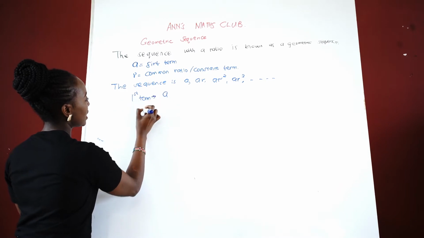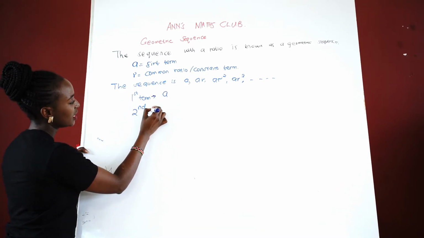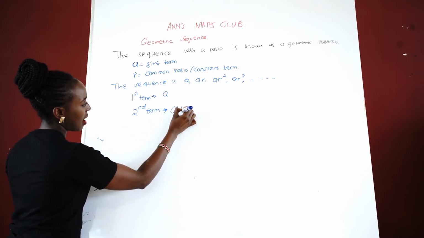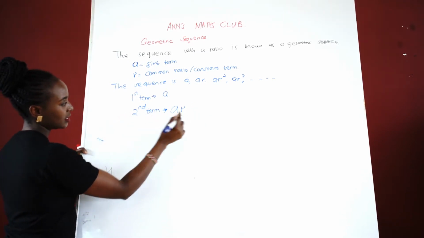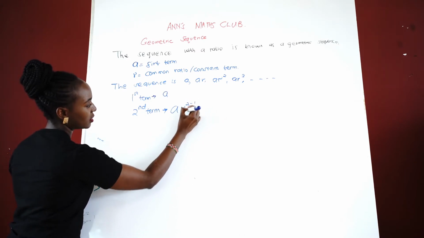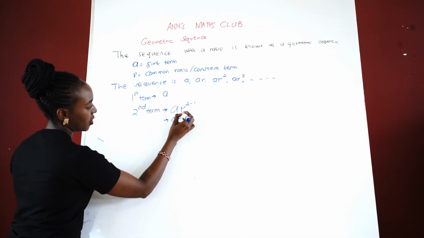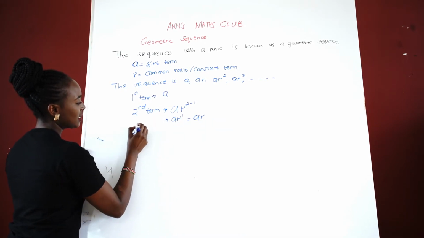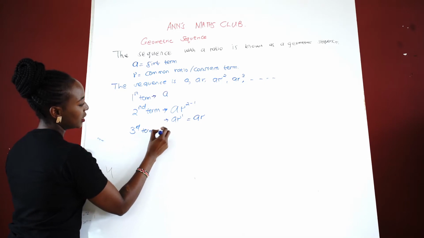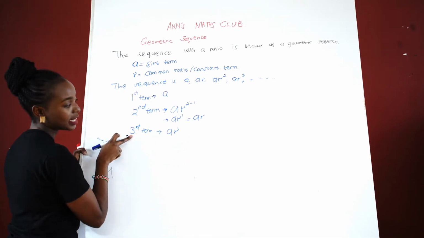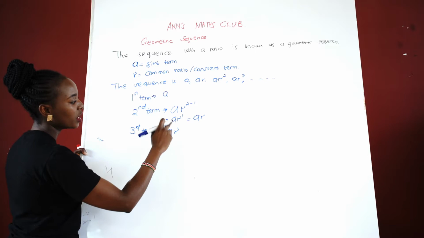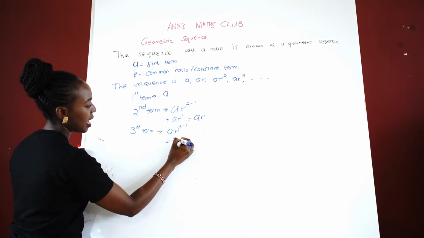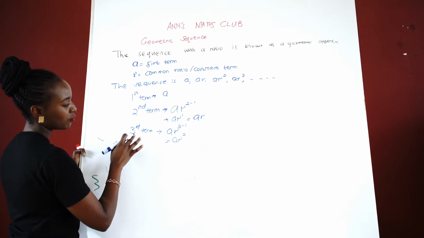Then moving to the second term, the trick here is quite simple. It's going to be AR to the power 2 minus 1, because it's the second term. This becomes AR^1. Any number raised to 1 is that number, AR. The third term is actually AR to the power 3 minus 1, where R is the common ratio. You get AR^2. That is the value for the third term.